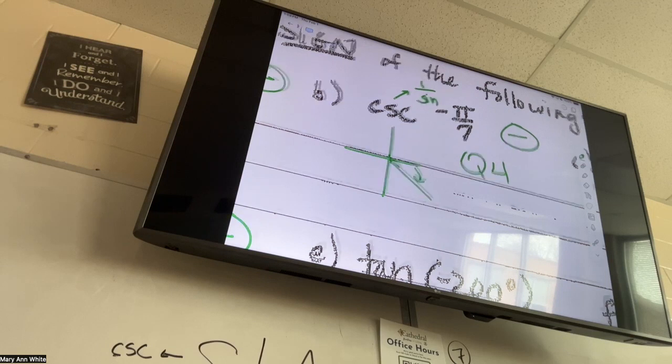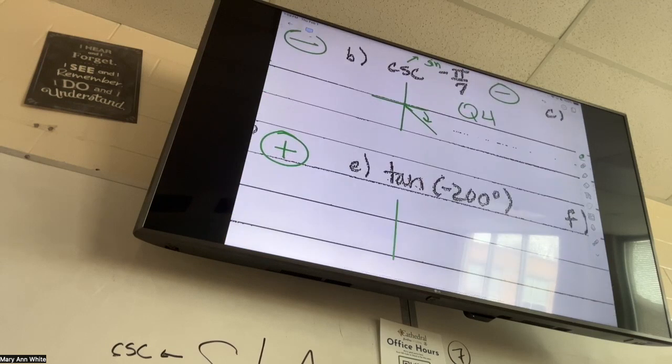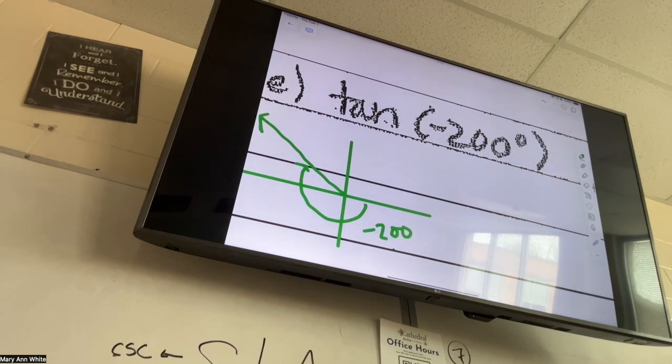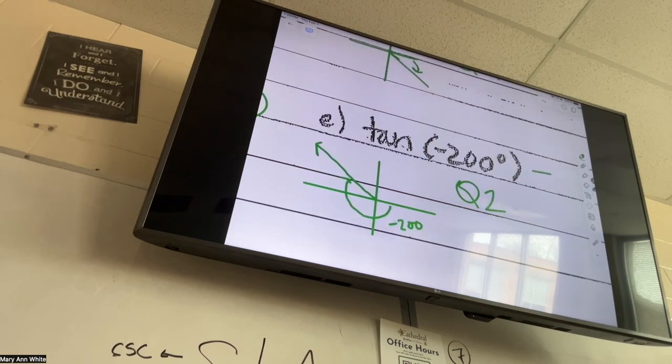Okay. Now let's do tangent of negative 200. That means we're going in the negative direction 200 degrees. What quadrant will that take me to? 2. I'll go past 180 and I'll go somewhere in quadrant 2 because we're going that negative 200. In quadrant 2, is tangent positive or negative? Negative, right? Because what's positive in quadrant 2? Sine. Good. So everything else is negative.